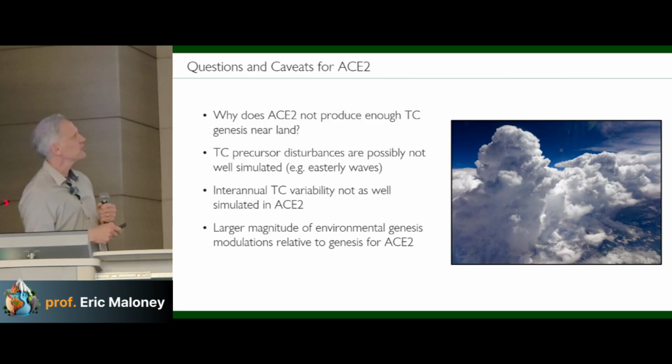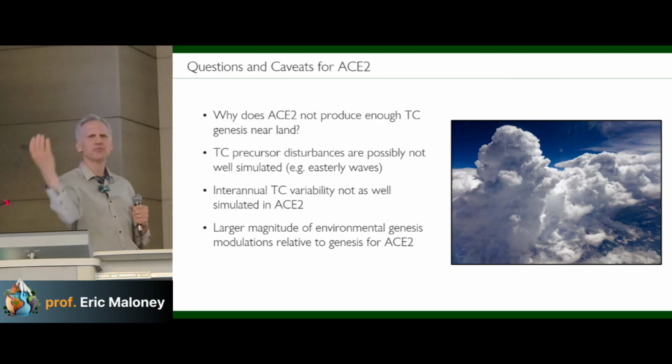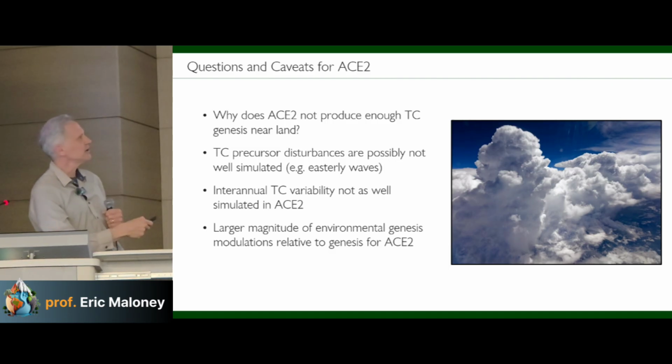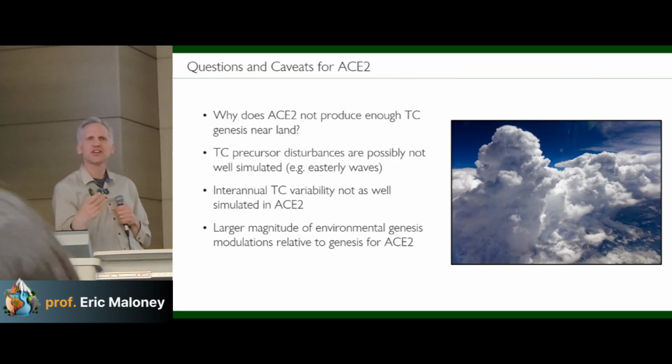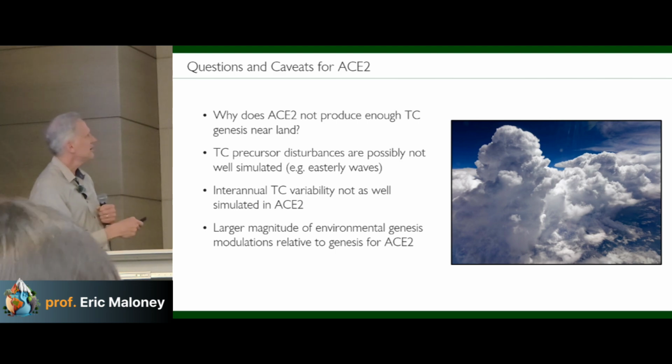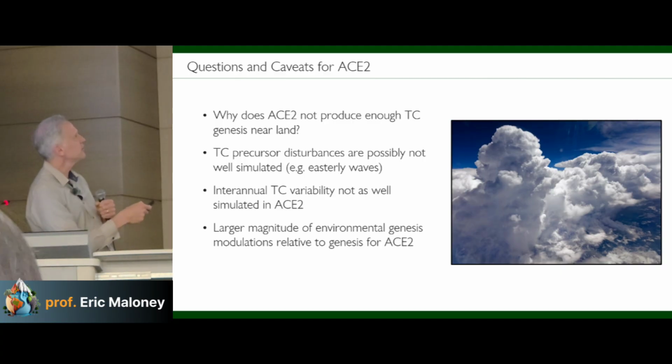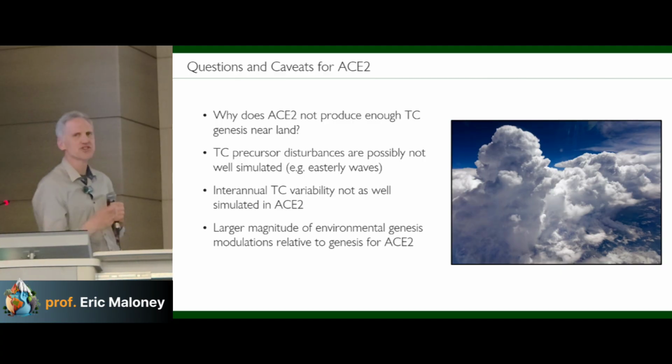We think it's because tropical cyclone precursor disturbances, the big circulations that form the seeds for tropical cyclones, are not as well simulated by the AI model. There are things called easterly waves or monsoon depressions, things like that, that form tropical cyclones in various regions. The AI model doesn't do quite as well there. So that could be why things are deficient near land, because a lot of those disturbances form near land.